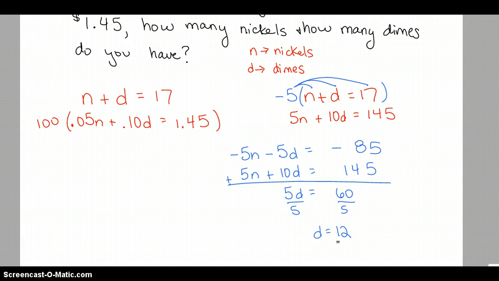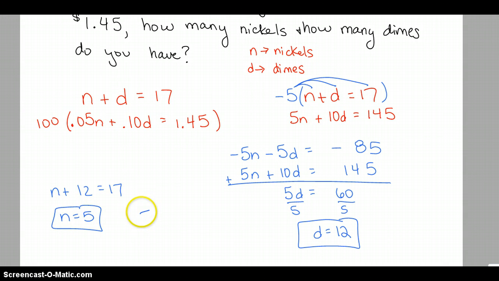So I know I have 12 dimes. Once you have that, plug it into one of the original equations. I'm going to plug it into the n plus d equals 17. So n plus 12 equals 17. N has to be 5. So I know I have 5 nickels and 12 dimes.